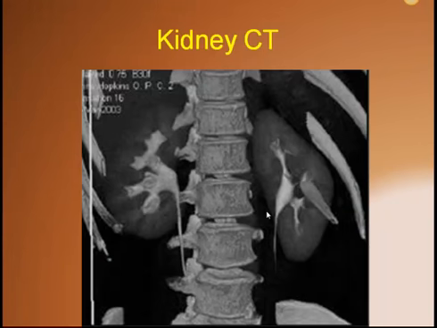Over time, the contrast media is going to be excreted out through the nephron into the collecting tubules. It's going to work its way to the medulla. So you're going to get more of a homogeneous looking kidney picture. Eventually, all of those collecting tubules are going to bring contrast media to the calyces.